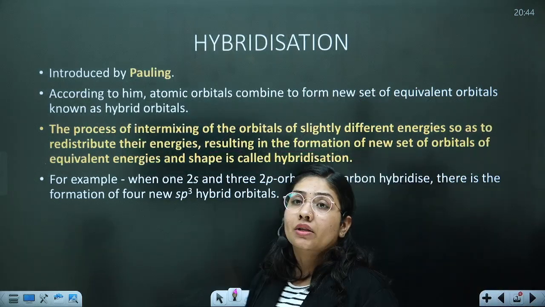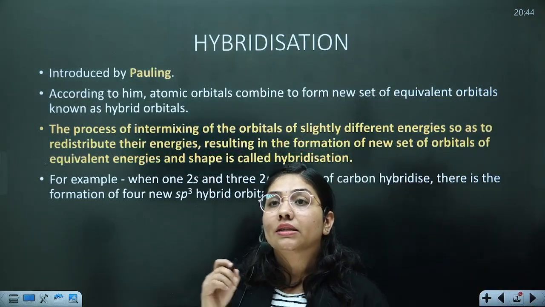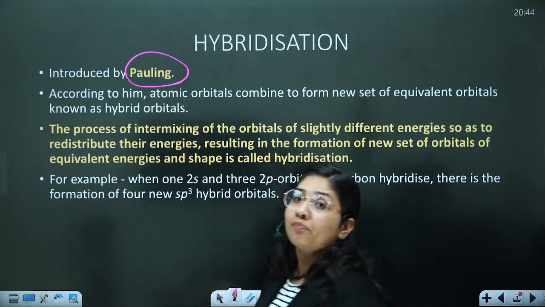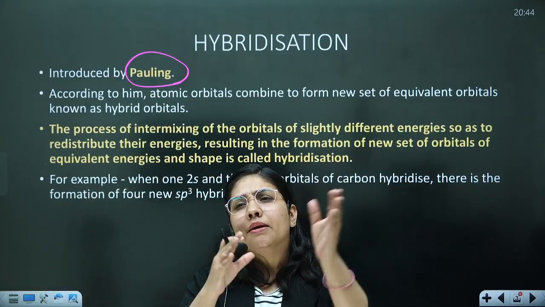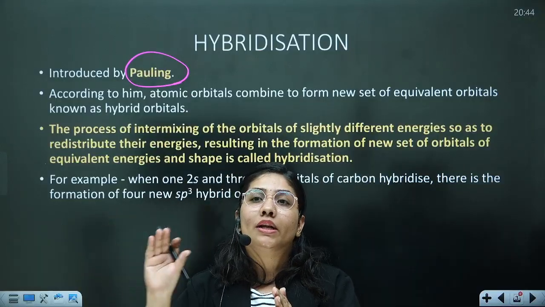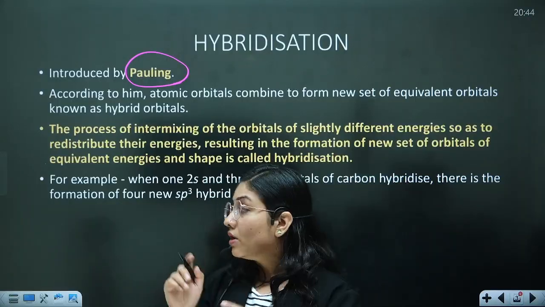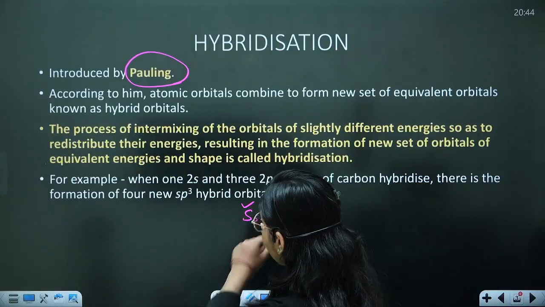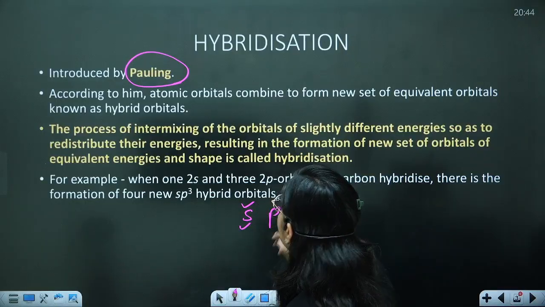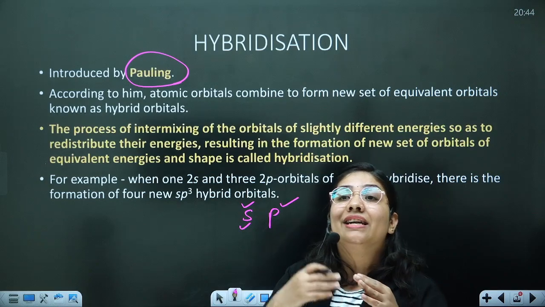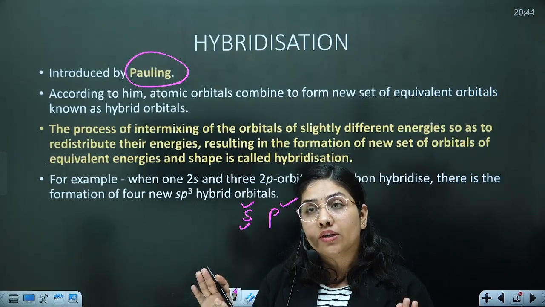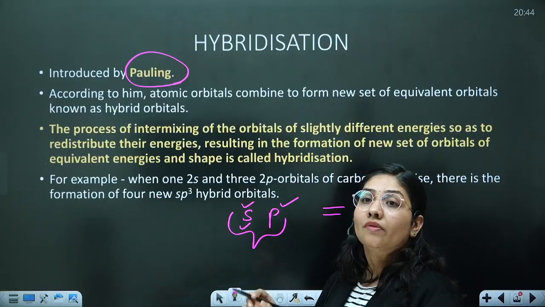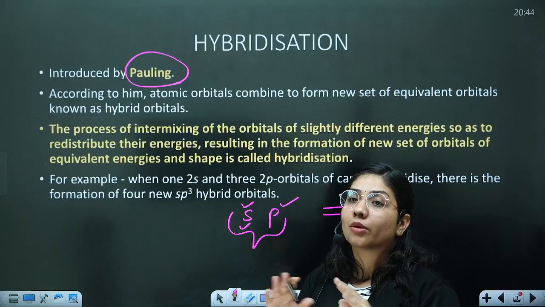Now coming to hybridization's introduction. This was the topic introduced by Pauling. This is very important. Okay, according to him, atomic orbitals combine to form new set of equivalent orbitals known as hybrid orbitals. So if, as we have discussed in the previous example, one s orbital and one p orbital are coming together and they are intermixing and forming equivalent orbitals, the number of orbitals participating and the number of orbitals we will get as hybrid orbitals will be the same.